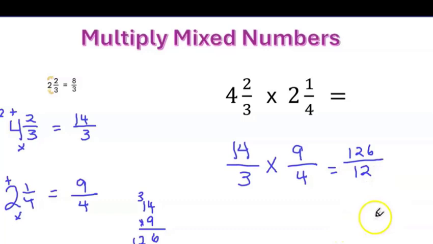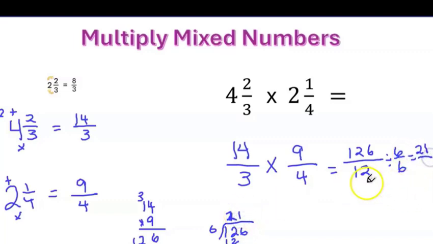Now we have to simplify this or reduce it. Since they're both even, I know that I can divide it by 2, but I also notice that 6 will go into both of them because 6 goes into 12 and 6. So if I divide by 6/6, and I'll show you down here, 126 divided by 6, it goes into 12 2 times. Bring down the 6, it goes into 6 1. So I get 21/12 divided by 6 is 2.